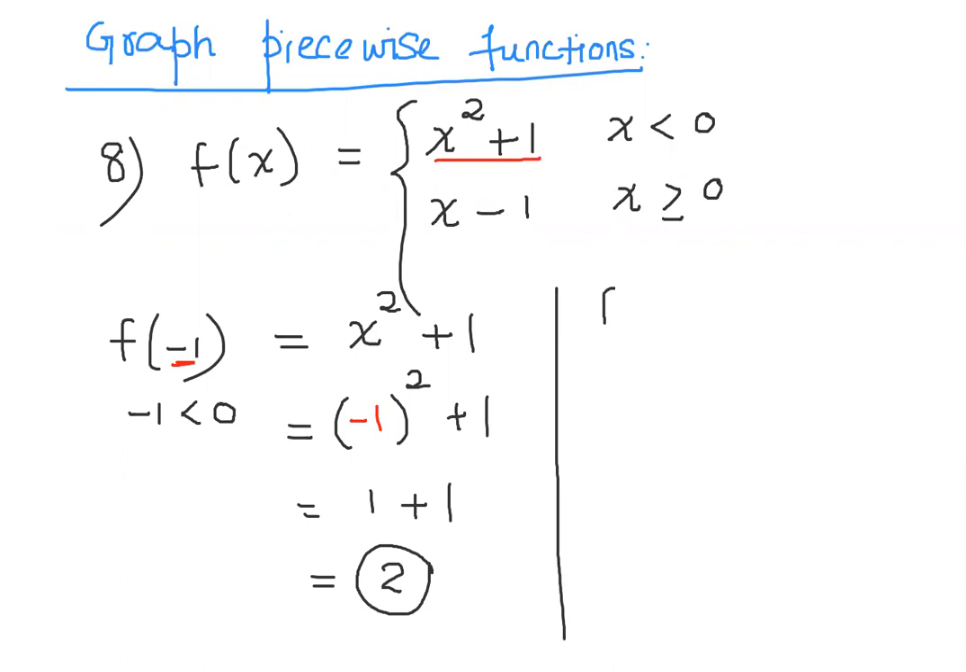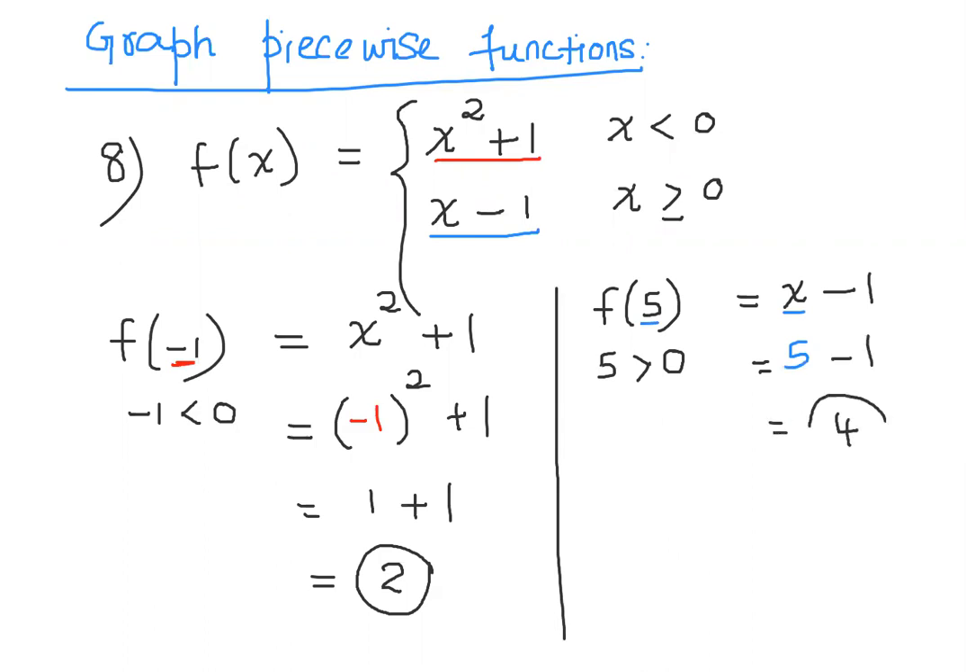Next one, we have to find f of 5. So is 5 greater than 0? Yes. So it belongs to the second function. So when the number is greater than 0, we have to take the second function, which is x minus 1. Now we are going to replace this x by this 5. 5 minus 1 is 4. So f of 5 is 4. Next, we are going to find f of 0.